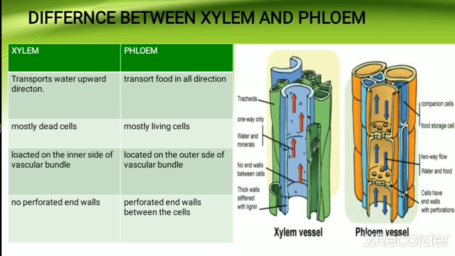And the next difference is that in xylem there will be no perforated end walls, while in phloem there will be perforated end walls between the cells. To understand this last difference, just look at this picture. In these xylem vessels, you will see that they are joined end to end, and they form a tube without any perforated wall. But here you can see that these are the sieve cells which are perforated at the end. So you will see that these cells have perforated end walls, and this is the main structural difference by which you can identify whether it is a diagram of xylem or phloem.